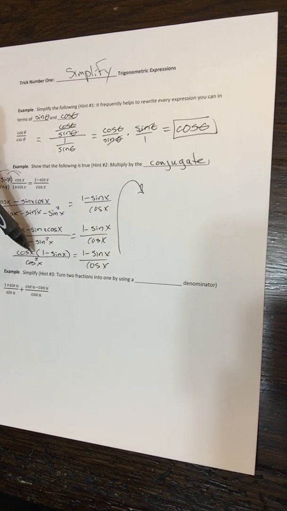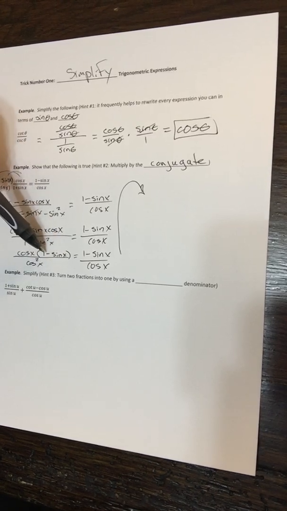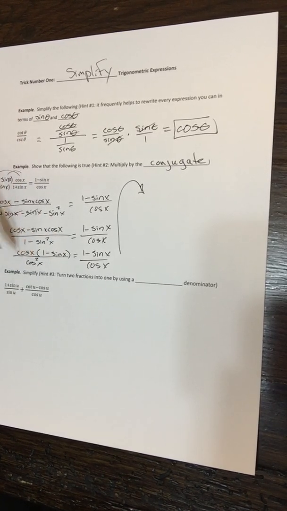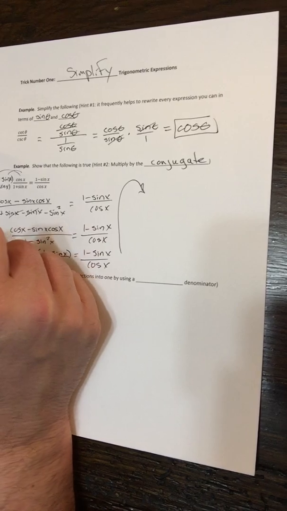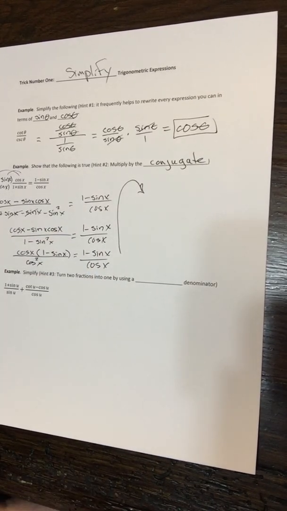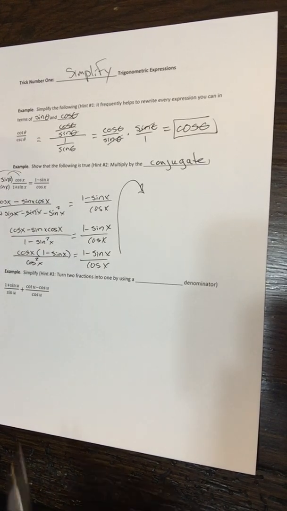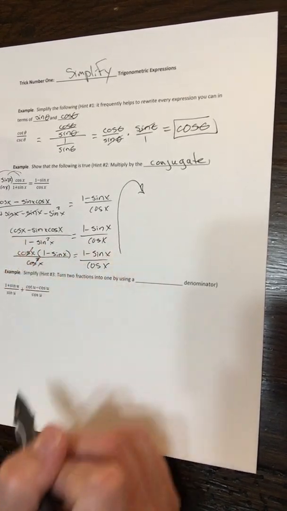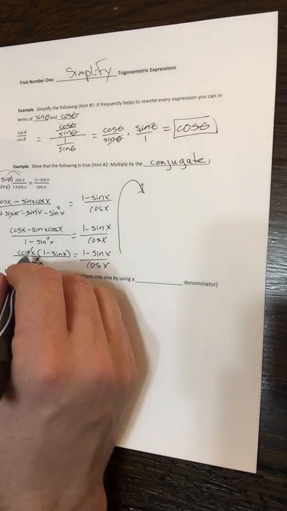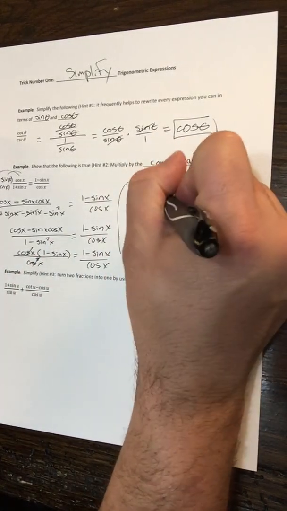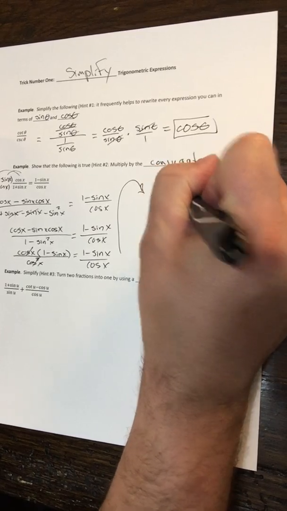I have this times this whole grouping symbol divided by cosine squared. What would you do if I had x over x squared and asked you to simplify? You would say that x's cancel and it ends up being 1 over x. This cosine cancels with one of these cosines, and so the cosine is gone, and I have 1 minus sine of x in the numerator.